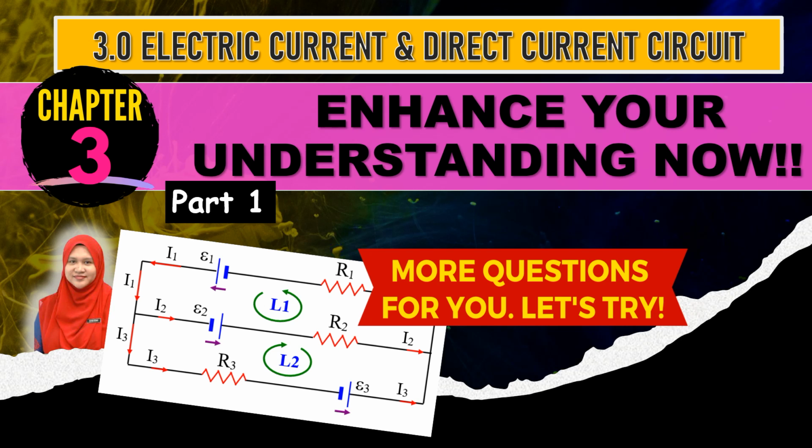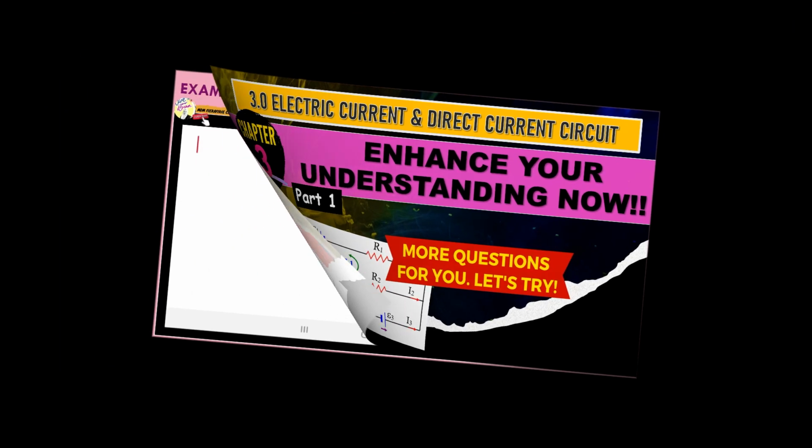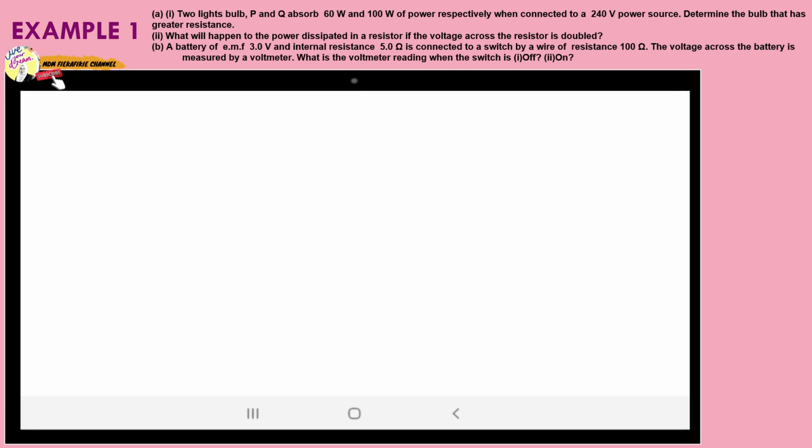So for this video, we're going to discuss some examples related to chapter 3. We have 6 examples to discuss, and all the questions are a combination of all the subtopics that have been discussed in chapter 3. I hope these extra examples can help you do more exercises in order to understand this chapter. Alright, now let's try to answer example number 1.